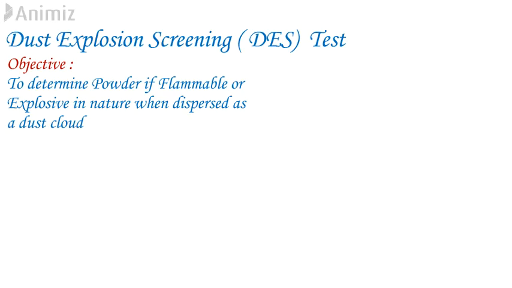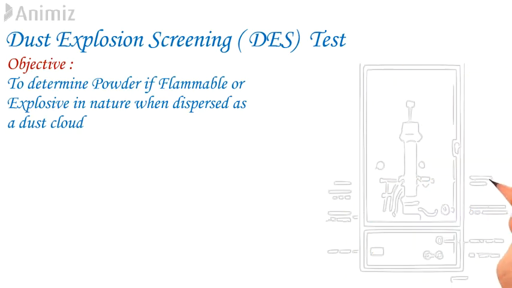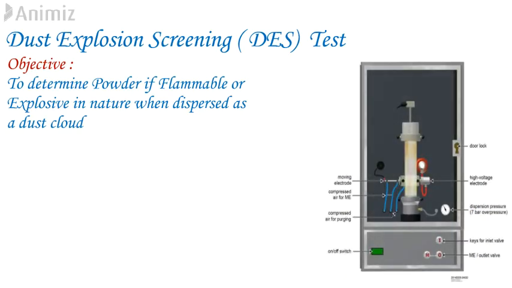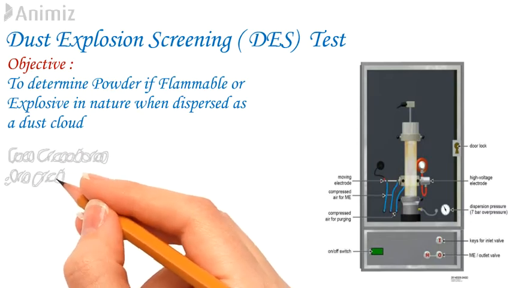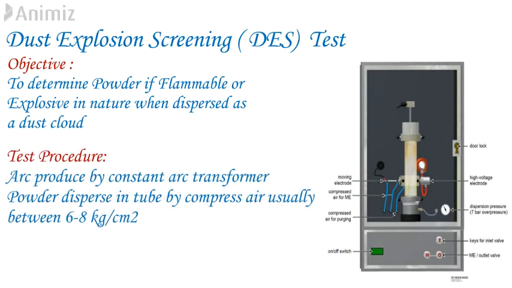Test procedure. The DES test is performed in a modified Hartmann tube apparatus. The apparatus consists of a dispersion base with compressed air provision having 6 to 8 bar pressure, a acrylic vertical tube of approximately 1 liter volume, a constant arc transformer and brass electrodes between which sparks of known energy are passed. The test procedure is to fix the acrylic tube to the dispersion base and fit it with the electrodes. These electrodes are connected to a constant arc transformer. The transformer is used to create a high energy, in the range of 4 to 10 joules, between the electrodes.